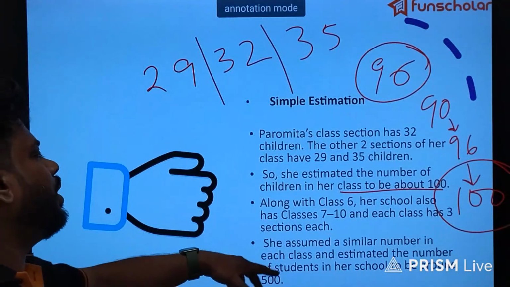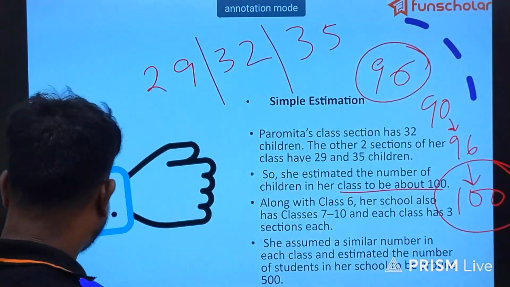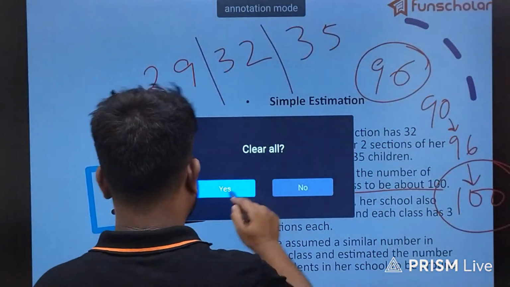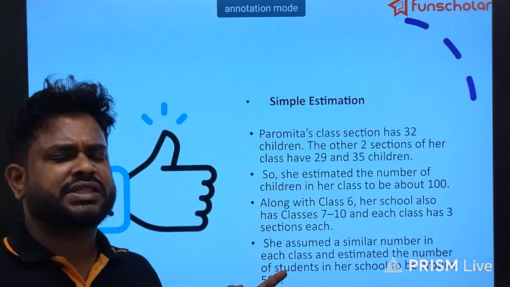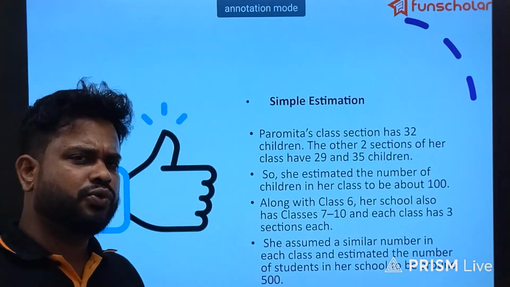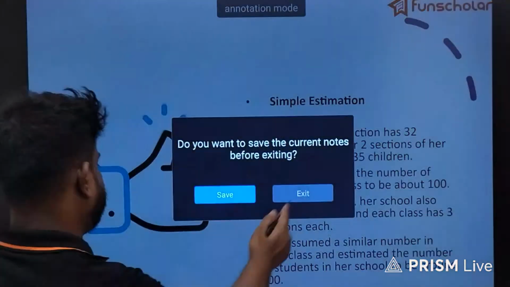So this will be followed up in the other classes as well. In class 6 you don't have that much estimation in your classes, so you have to wait a bit for class 7 for the start of estimation.